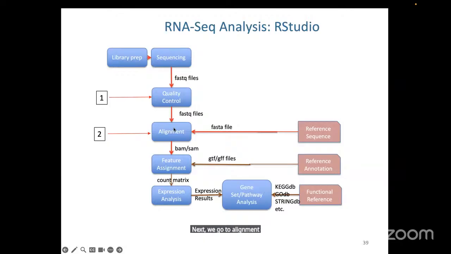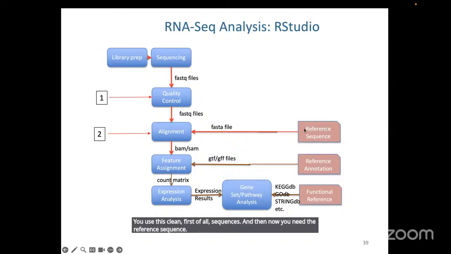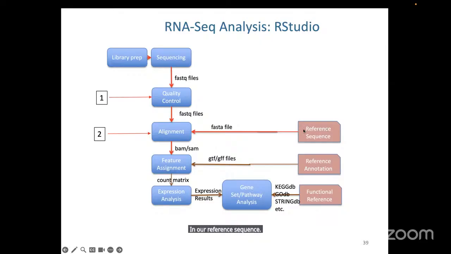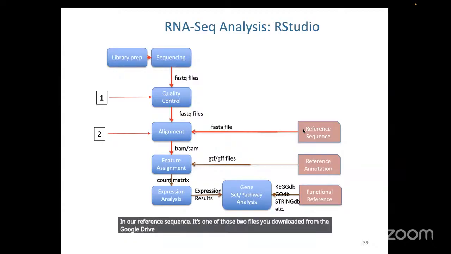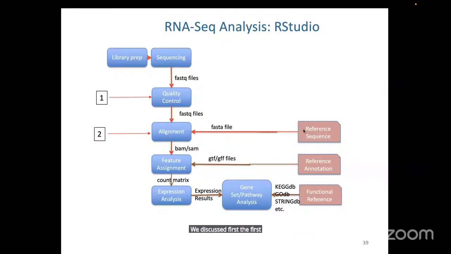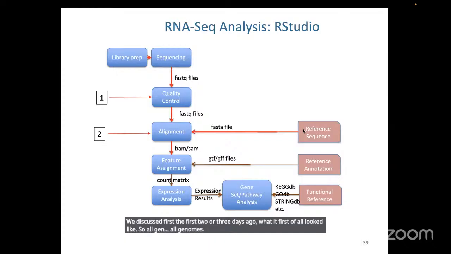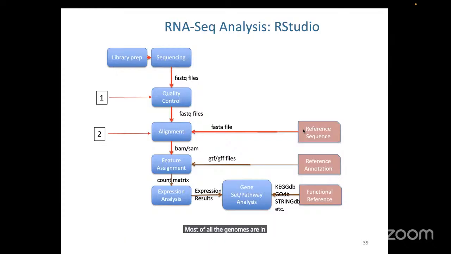How do you do alignment? You use these clean sequence files, and then you need the reference sequence. Our reference sequence is one of those two files you downloaded from the Google Drive, the one with an FA, and FA means a FASTA file. We discussed FASTA files two or three days ago, what a FASTA file looks like. Most genomes are in FASTA file format.